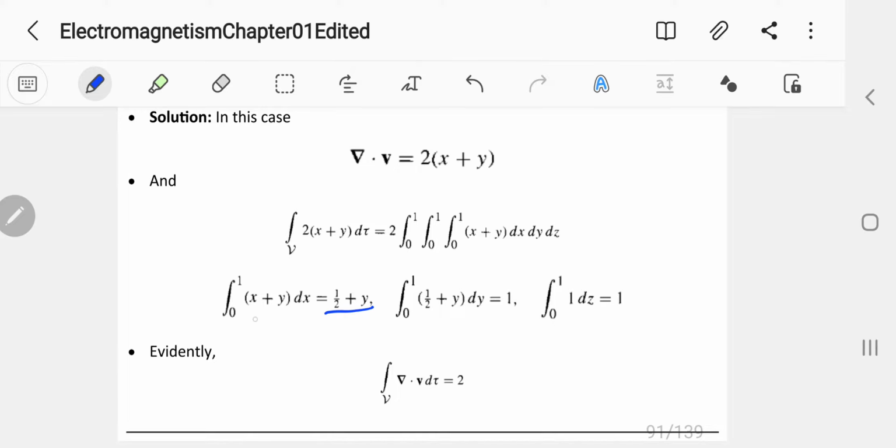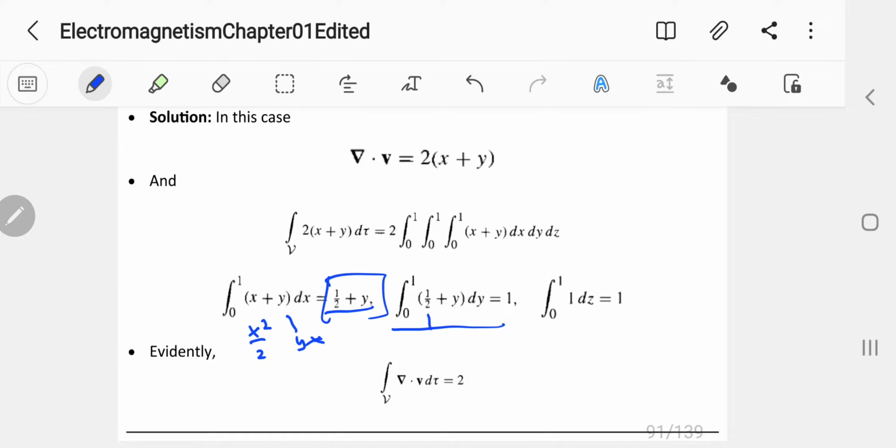Since the integral of this is x squared over 2, and the integral of this would be yx, and you evaluate from 0 to 1, this will give you this one here. And then after integrating that, you can integrate with respect to y. So you have the integral from 0 to 1 of 1/2 plus y dy, which equals 1.